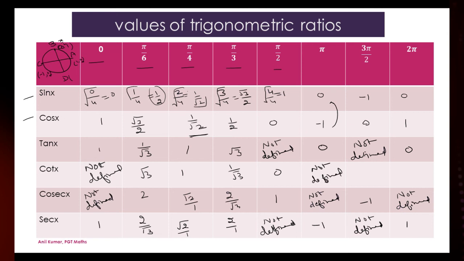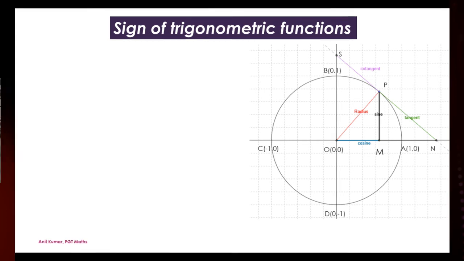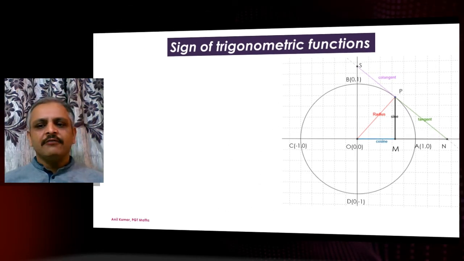Whereas 0 by 1 is 0, and 1 by 0 is again not defined. So that's what we extended the table for these new quadrantal angles also. Now, signs of trigonometric functions. Once again we will focus on this unit circle.